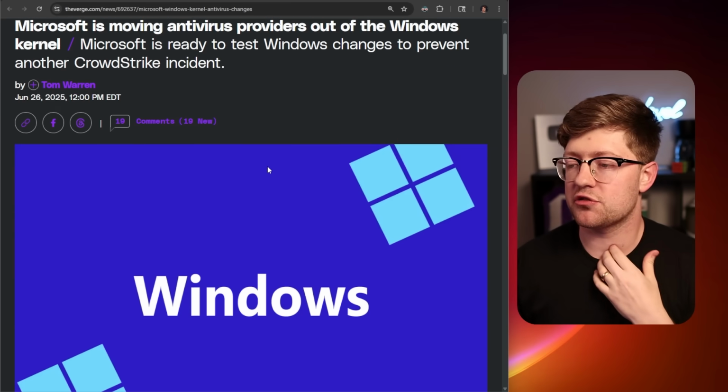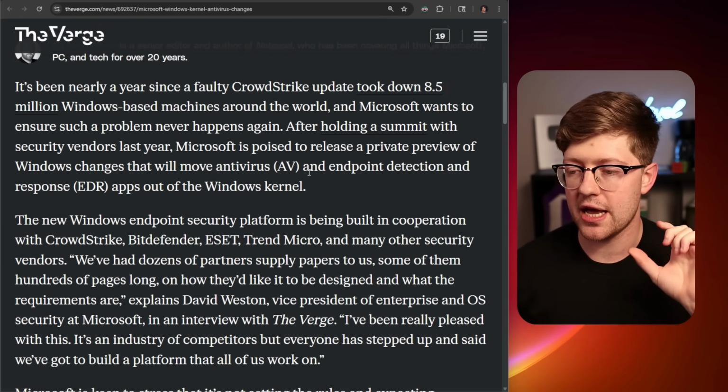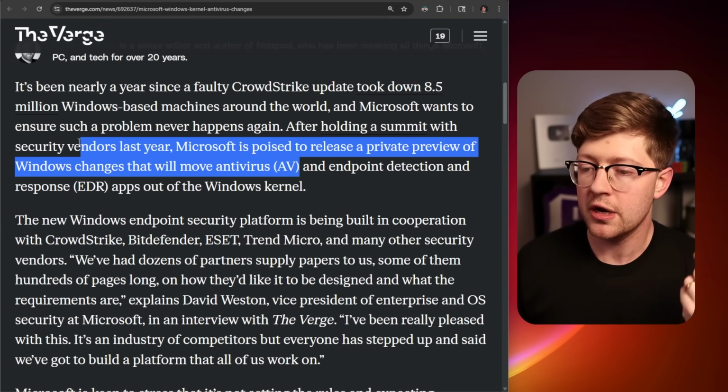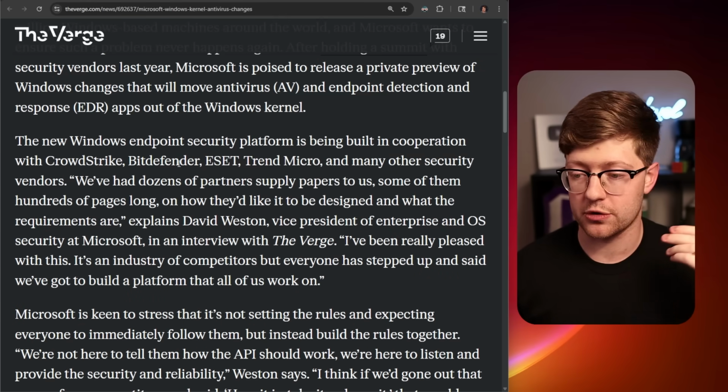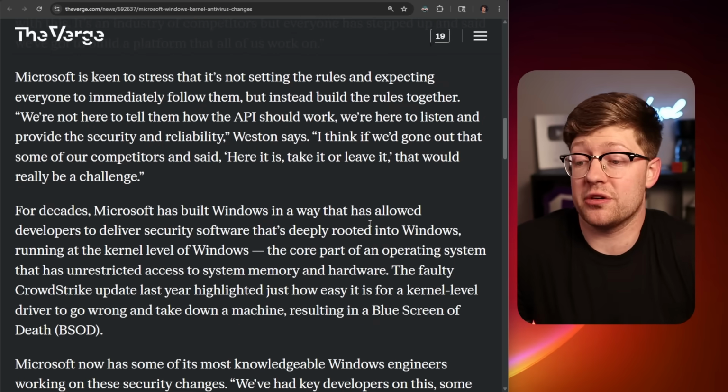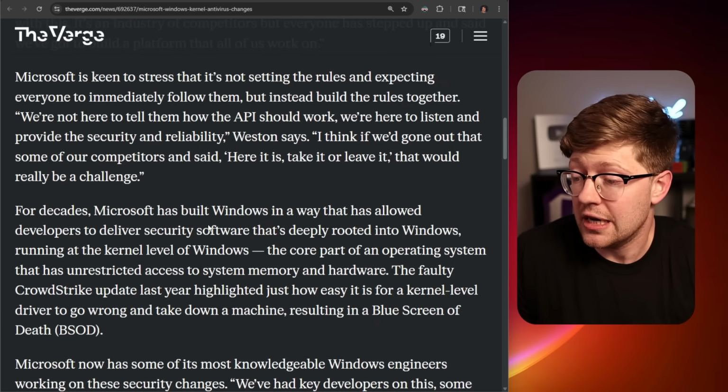So, again, Microsoft's trying to get rid of this, trying to figure out ways to create APIs effectively to move code out of the kernel so that antivirus and other security products can do it without having to run kernel mode code. How that works, I really couldn't tell you. I'm not an engineer at Microsoft. I don't know. But yeah.